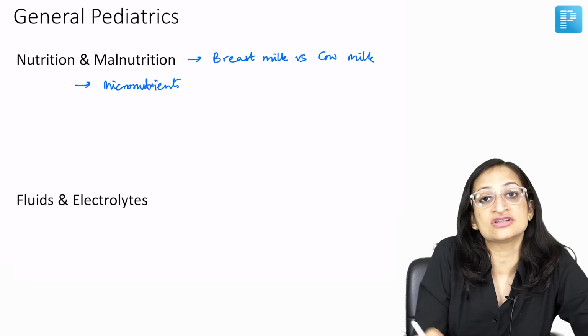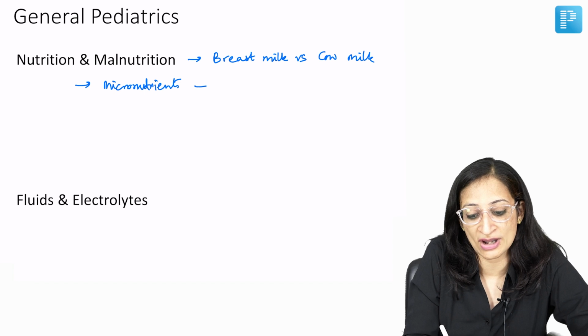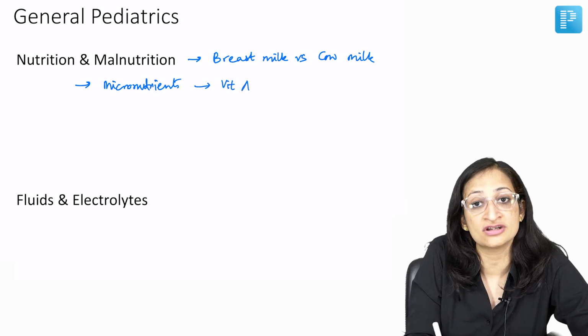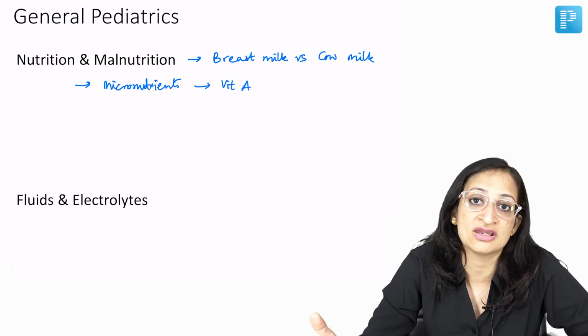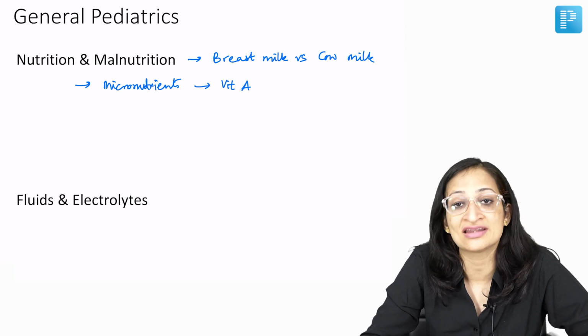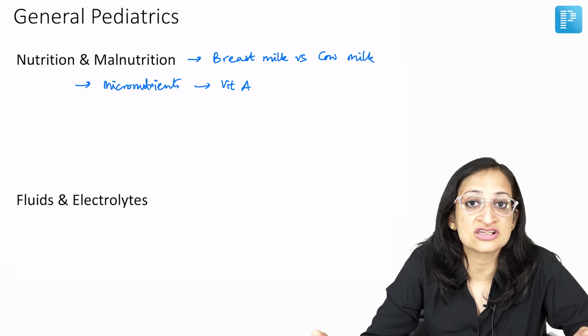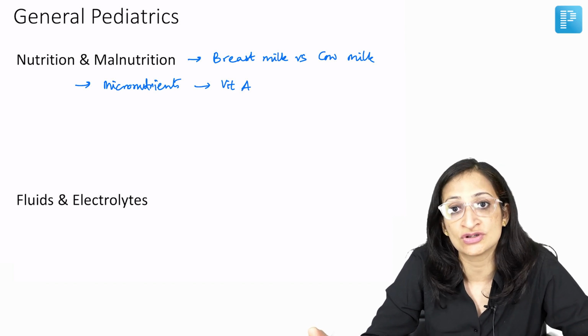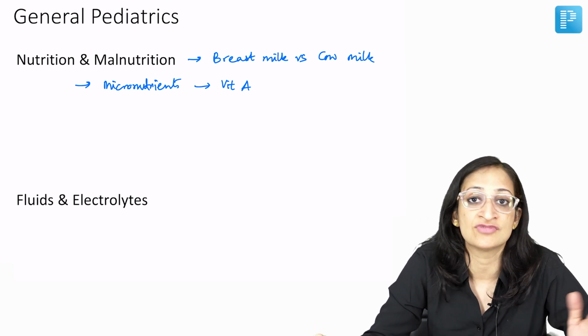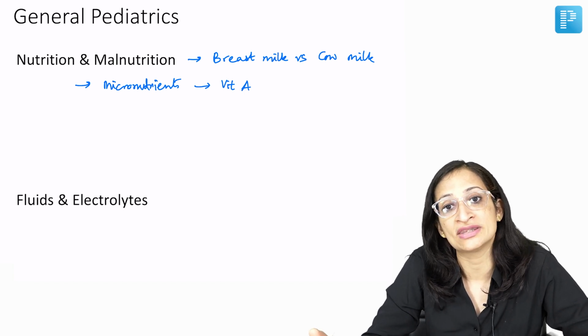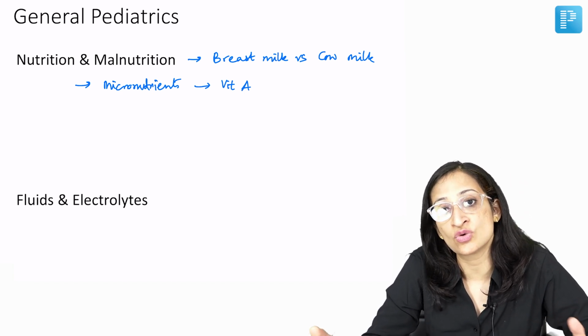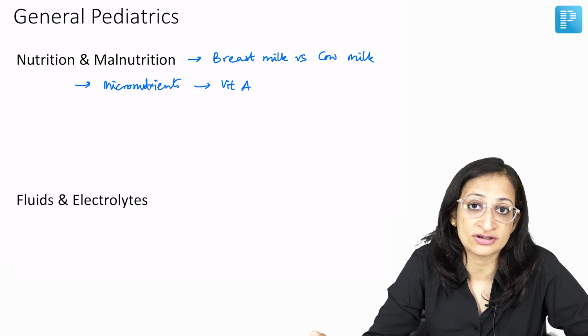We need to know about the micronutrients, okay, the micronutrients and the signs of their deficiency, like vitamin A deficiency, very, very important. Recently also you got an image-based question where Bitot's spot was there. The therapeutic dose of vitamin A which is required in various age groups: less than 6 months, 50,000 units, then 6 months to 12 months, you have 1 lakh units, and beyond 1 year, you have 2 lakh units. So the dosage of vitamin A again is very important, okay?